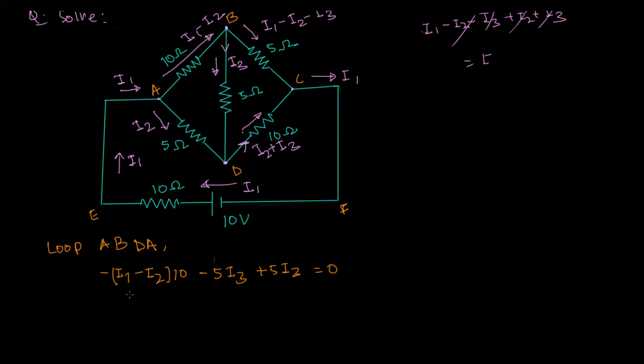So here I have minus 10 I1 plus 10 I2 and plus 5 I2, that is 15 I2, and minus 5 I3, equal to 0. So this is minus 10 I2? This is plus 10 I2? Where? Oh, here it is minus 10 I1. I am extremely sorry, right? So here it is minus 10 I1. Correct. So this is equation number 1, right?